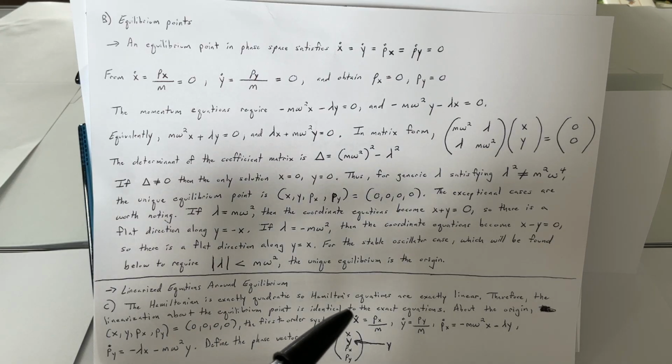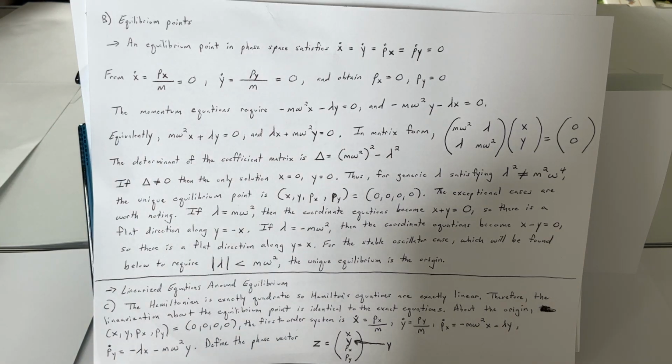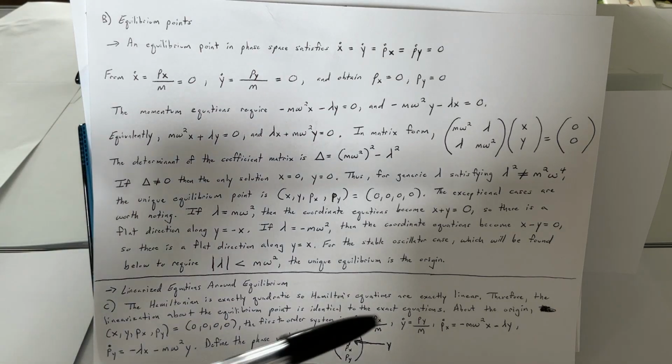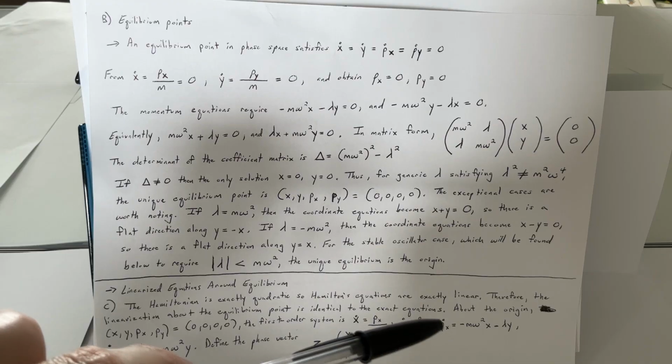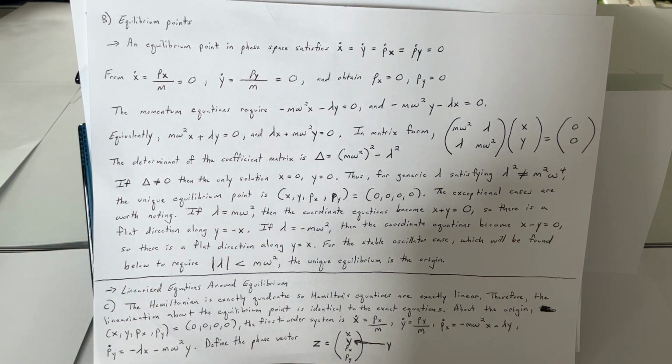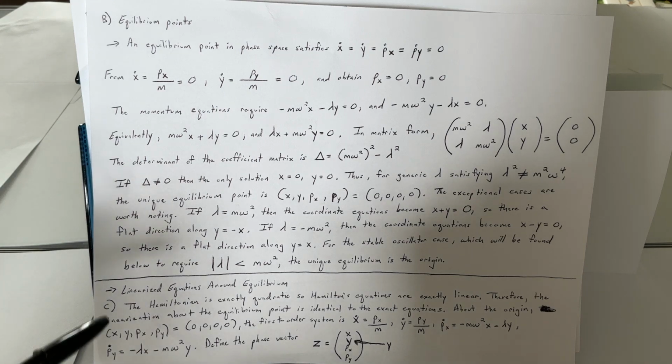And the first order system is this: x dot equals p sub x over m, y dot equals p sub y over m, p sub x dot equals negative m omega squared x minus lambda y, and p sub y dot equals negative lambda x minus m omega squared y.